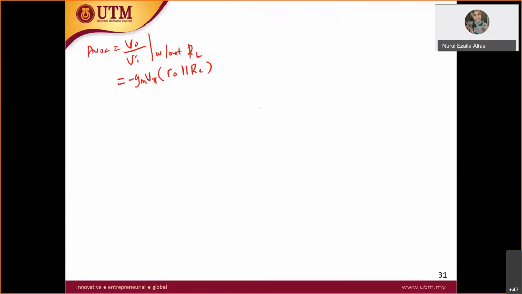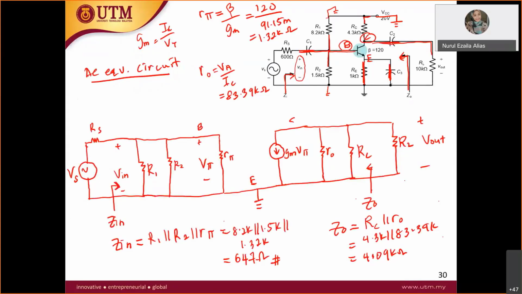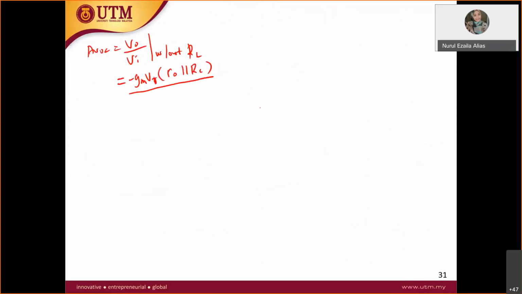Okay, negative gm V pi. Now V in here is equal to V pi. Can I say V in is equal to V pi? Yes, because all of them are in parallel. The reason is we want to cancel out this V pi. Finally, when you cancel out V pi, you get AVOC without RL is equal to negative gm R0 parallel with RC. So that's how you got your AVOC.